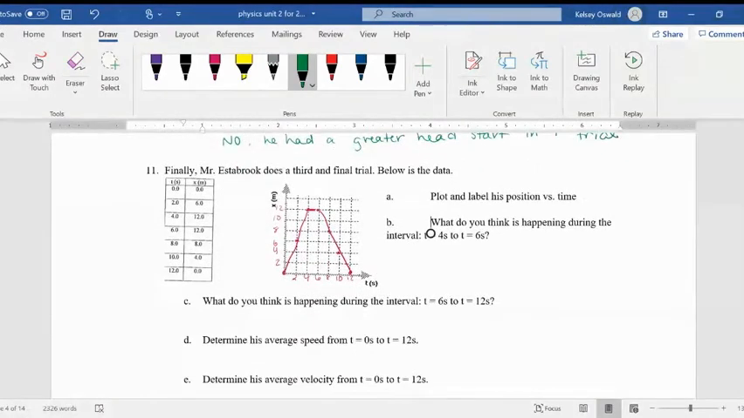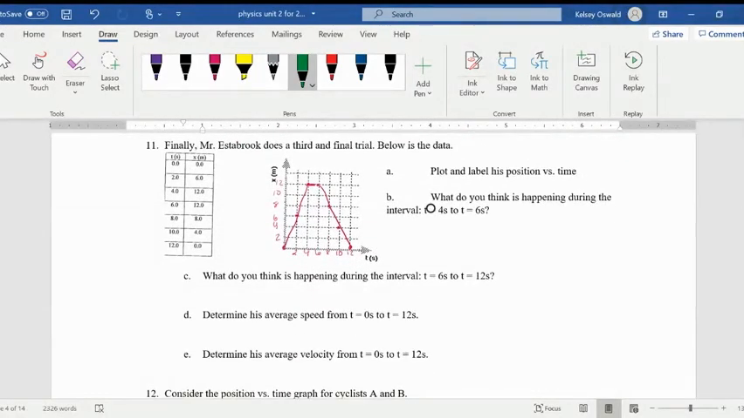Okay, so then 11, we're looking at the final trial of Mr. Estabrook. So again, we've already plotted and labeled our position time graph. So then for B, we want to explain what is happening in the time interval of 4 to 6 seconds. So before 4 seconds, looking from 0 to 2, Mr. Estabrook is traveling in the positive direction, because our positions are becoming more and more positive. They're increasing. 4 to 6 seconds, our position does not change, so he is going to stop.